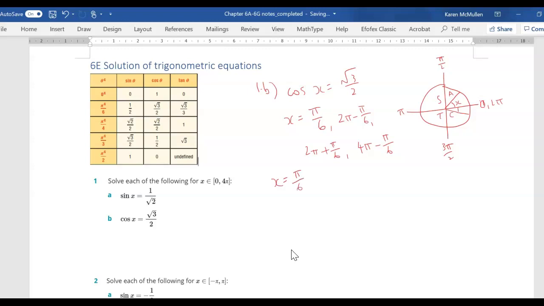So pi on 6, we don't need to simplify. 2 pi, I can rewrite as 12 pi on 6. So 12 pi minus pi is 11 pi on 6. And then we've got 12 pi plus pi is 13 pi on 6. And then 4 pi is 24 pi on 6, so 23 pi on 6.